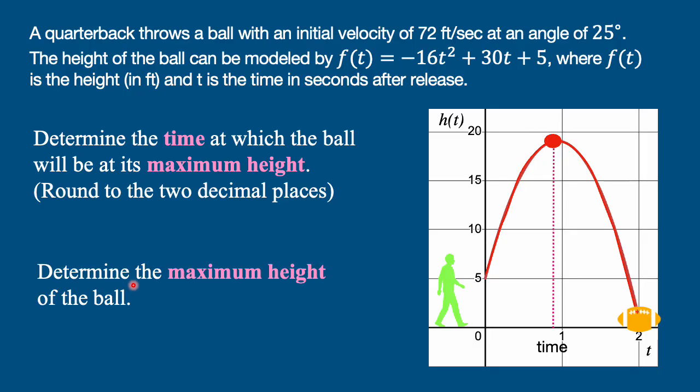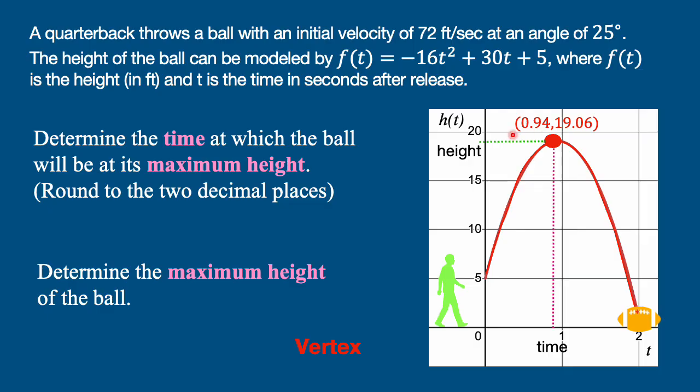The second question is, determine the maximum height of the ball. Where is the maximum height? Maximum height is gonna be right here. That's the maximum height. So let me ask this question a different way. What do you have to find to get the time and maximum height? We need to find this point, right? That's the vertex point. This is gonna be (0.94, 9.06).